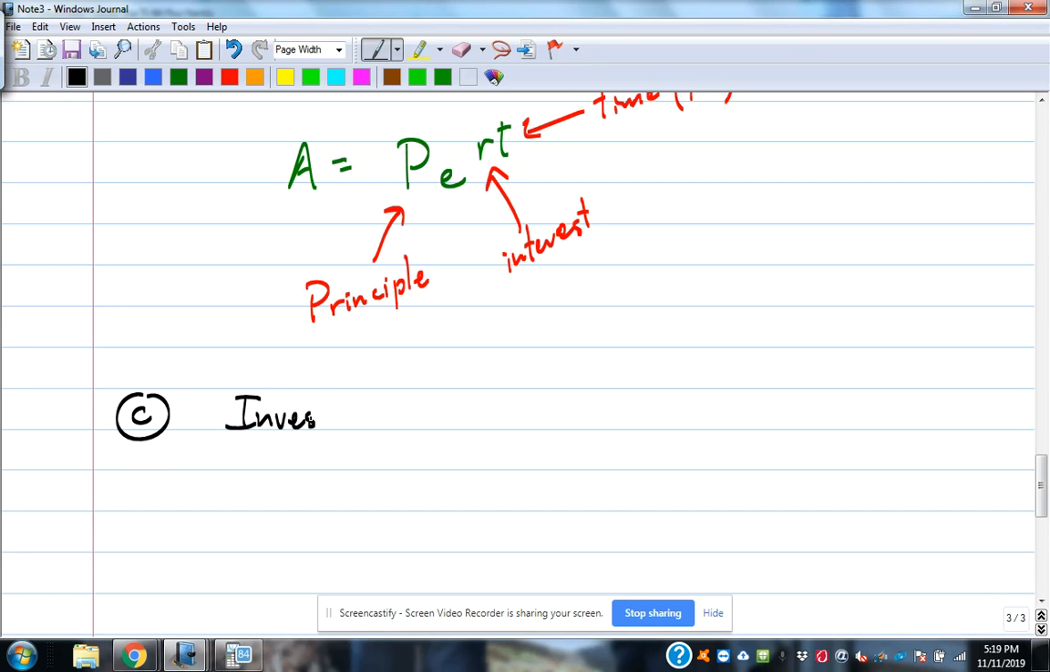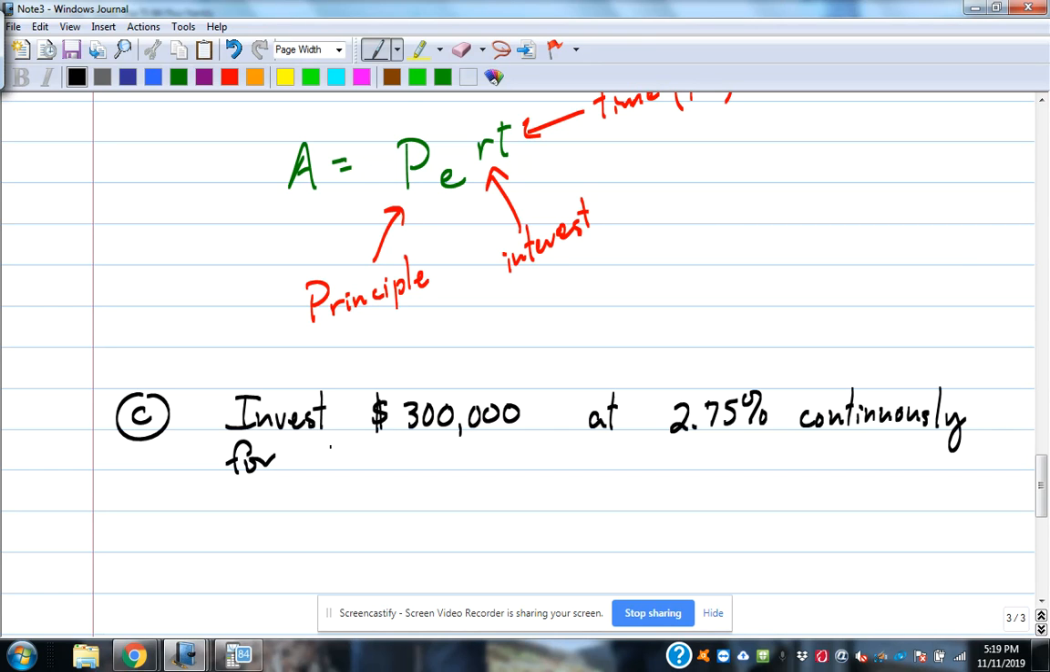Let's say we invest my teacher salary. I'm glad somebody laughed. At 2.75% continuously. For, let's see, I plan on teaching for 14 more years.